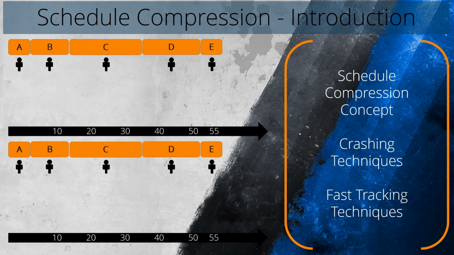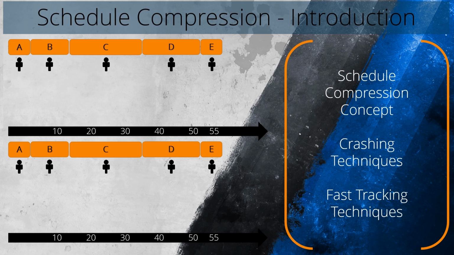Based on the dependencies between these activities, the critical path is A, B, C, D, E, with a total duration of 55 days. However, due to unforeseen circumstances, the project needs to be completed in 45 days instead of the originally planned 55 days. To achieve this, the project manager decides to explore schedule compression options.